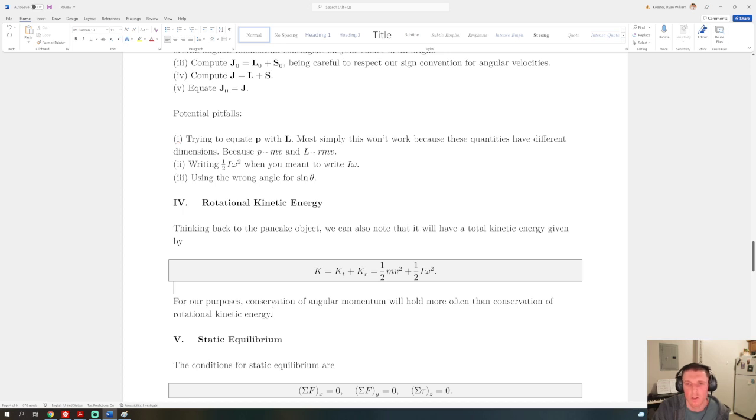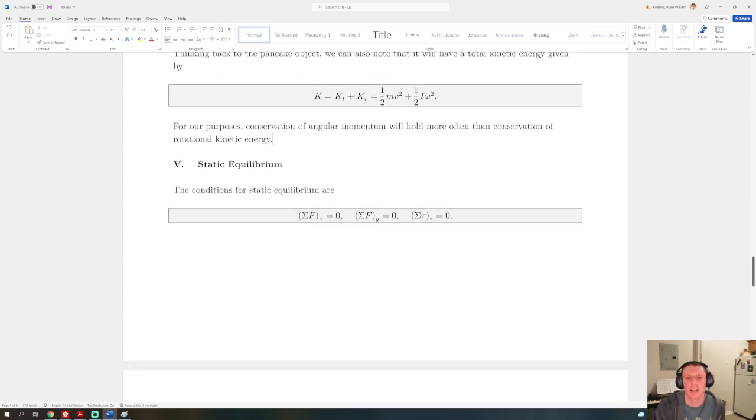And just to remind you, don't write 1/2 I omega squared when you mean I omega, and vice versa, okay? This is all I really think I need to say about rotational kinetic energy. But if you have a question about it, we can definitely discuss. But I'm going to move on to the static equilibrium thing, right?